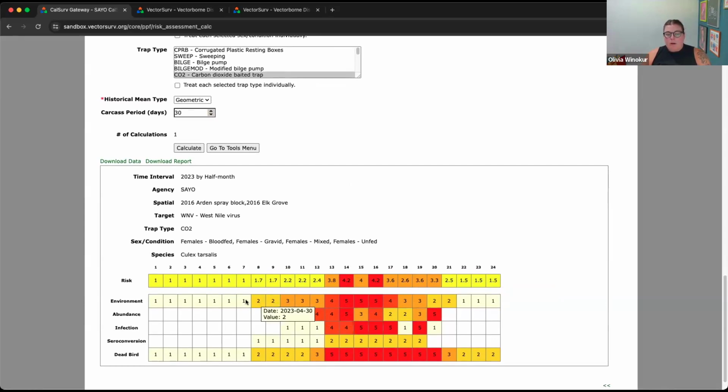So for environment, as we get to peak temperatures, our risk is going to get much higher just based on temperature data. And then this will take into account your abundance data, so how many mosquitoes were collected in this area over each half month period, what the infection rates of your mosquitoes looked like if you do arbovirus testing, seroconversion of the chickens if those are tested in your area, as well as dead birds. So when are dead birds testing positive for West Nile, and let that affect our risk as well. This will give you a risk estimate for West Nile in this half month period.